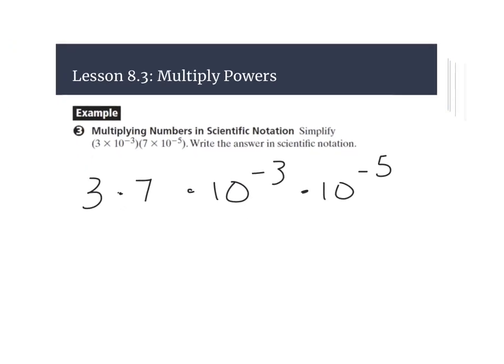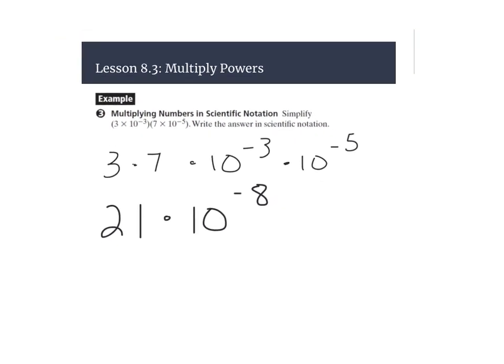We didn't need to grab a calculator to do this multiplication because we all can multiply 3 times 7 and get 21. And then using our new rule that we just learned, we can add those powers together to give us that -8. Now, technically, we're not in proper scientific notation, so we should move our decimal place over 1, so we only have one number in front of that decimal place in scientific notation. And then we have to add another power there, and that gives us -7.